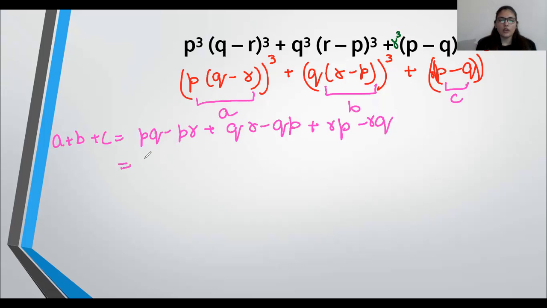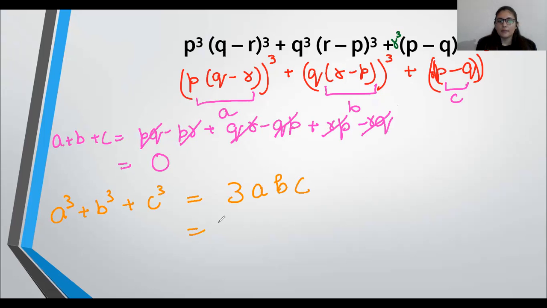All right, now let's see what we will get. So plus PQ. Are we having negative PQ? Yeah, here it is. Then negative PR and plus PR, plus QR, negative QR. Good, we are getting it as 0. Great. So it means that A cube plus B cube plus C cube will be equal to 3ABC, meaning 3 times. So our A is PQ minus R.